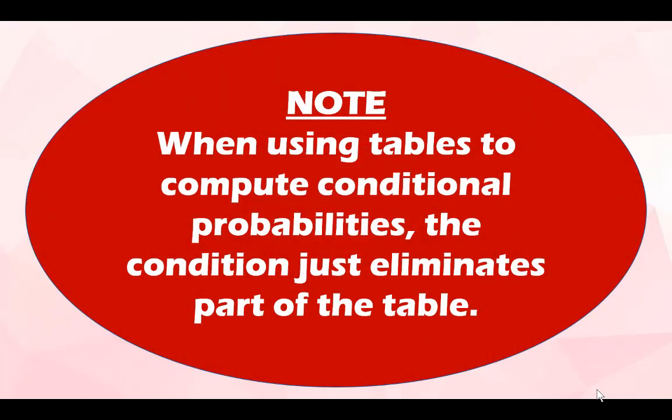So we have a little note here. When using tables to compute conditional probabilities, the condition just eliminates part of the table. We can see that from the problem we just did, where we eliminated the entire row of people with some college or less. So now, how about a practice problem?